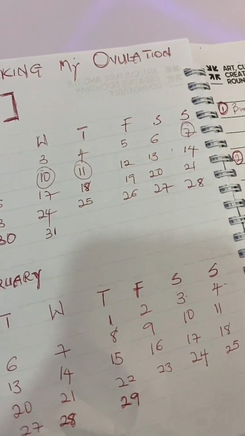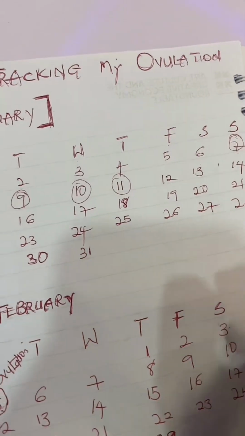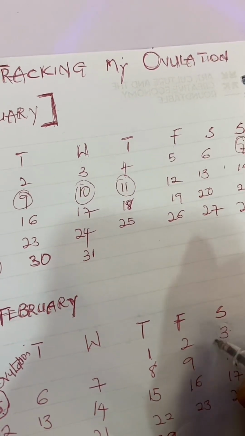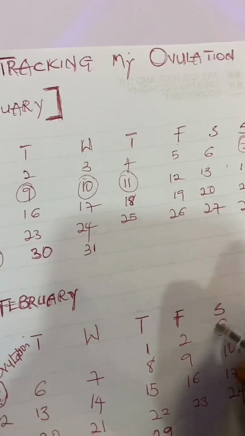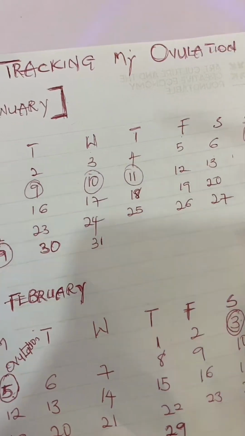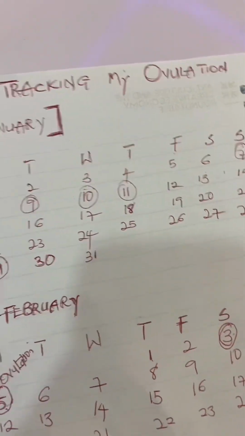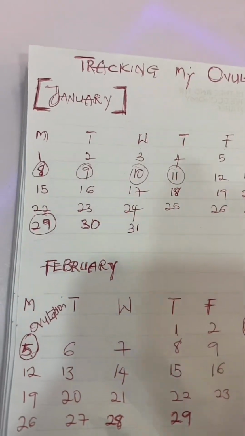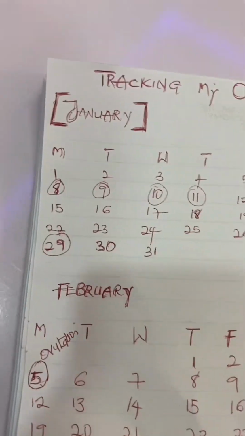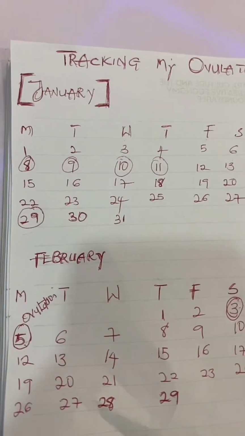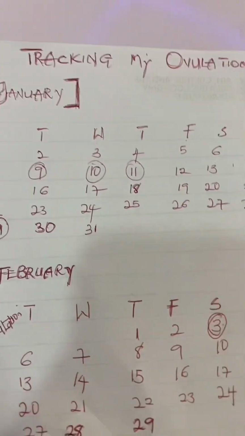So Chioma's next period is going to be when? On the 3rd. On the 3rd. This is when her next period would be. So now let's calculate when Chioma will be able to conceive. Let us calculate when she's fertile, when she can be intimate with her husband.